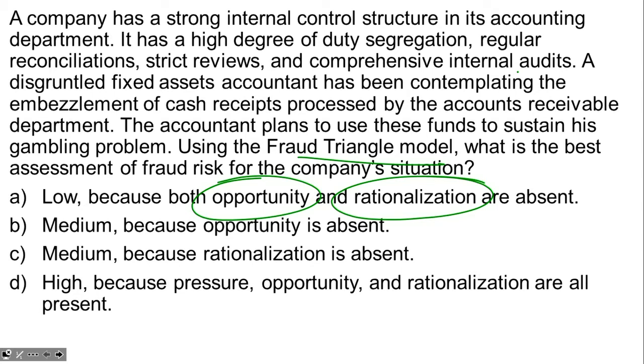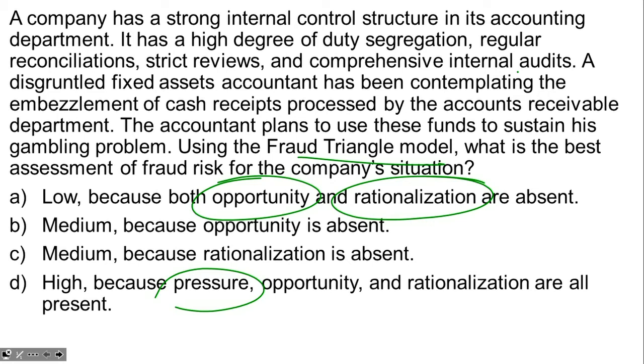Choice B, medium because opportunity is absent. C, medium because rationalization is absent. Or D, high because pressure, opportunity, and rationalization are all present. And so even if as you're reading the question you don't remember exactly what the fraud triangle model includes, the answer choices give that to you. Pressure, opportunity, and rationalization. So let's look and see whether or not these conditions exist.